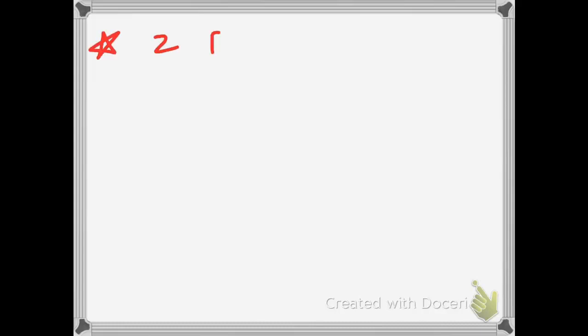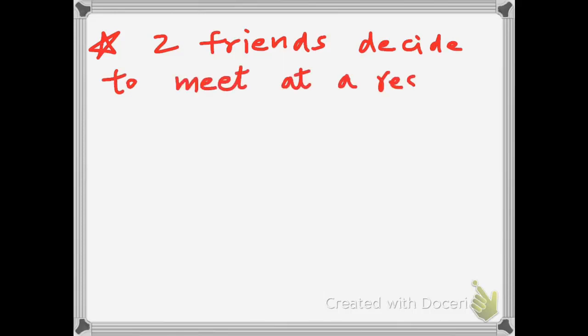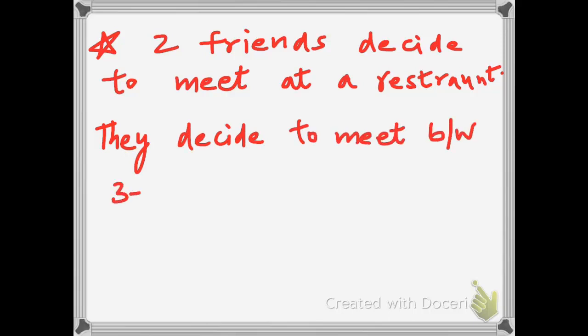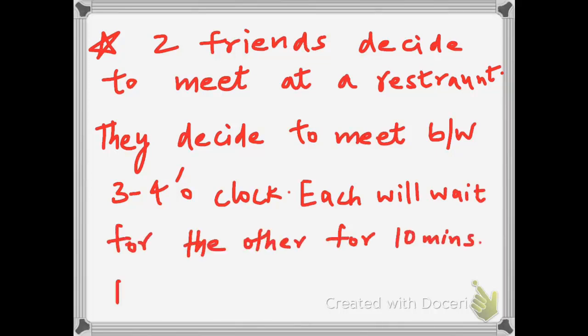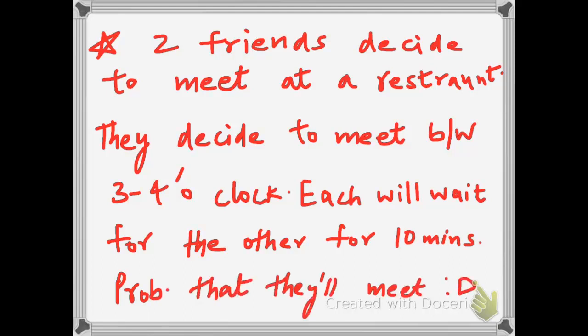So this was the question that we had at the end of the probability video. Two friends decide to meet at a restaurant the next day between 3 o'clock and 4 o'clock, and the condition is that each one of them will wait for the other for 10 minutes. You had to find the probability that they will meet.